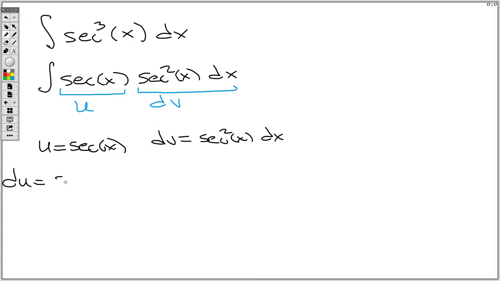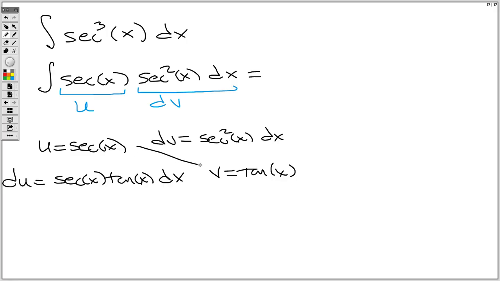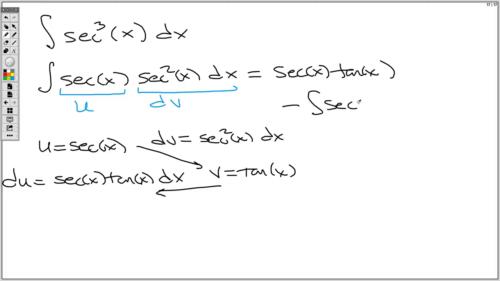The du then is the derivative here, secant of x times tangent of x dx. The v then, you integrate, suppress the constant of integration, you get the tangent. And so we get the u times v minus the integral v du. So I've got a secant x, tangent x times tangent x. That's tangent squared x.